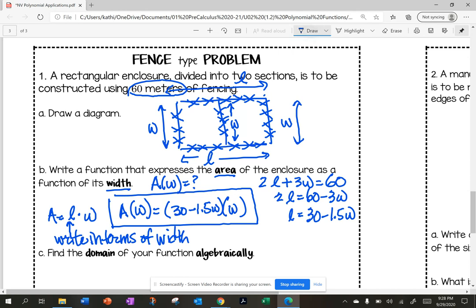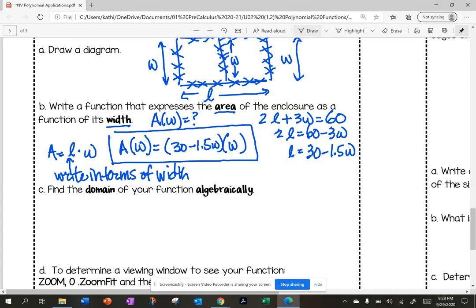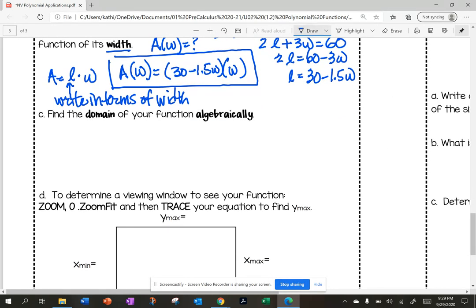All right, next, I want to find the domain algebraically. So looking at my equation, it is not a fraction, and it is not a radical with an even index. So mathematically, I don't have any restrictions. But in the real world, my restrictions are that length, width, perimeter, and area would all need to be greater than 0. So that's a real world restriction.